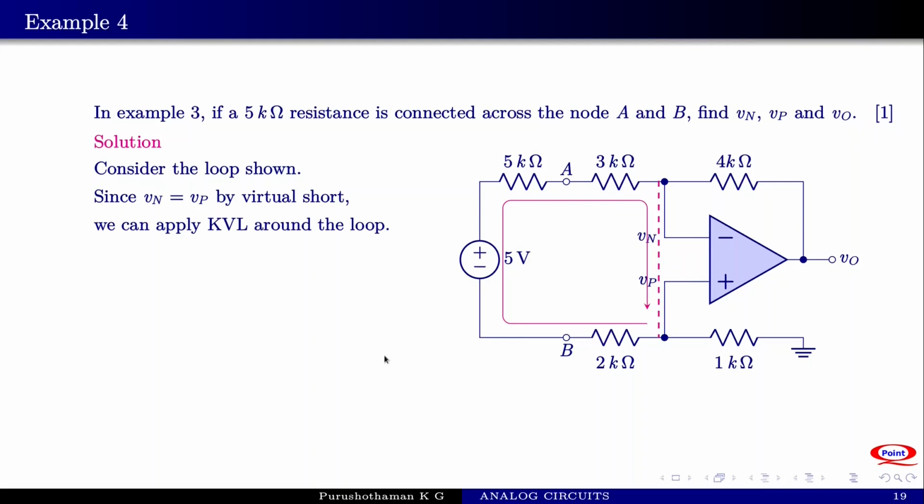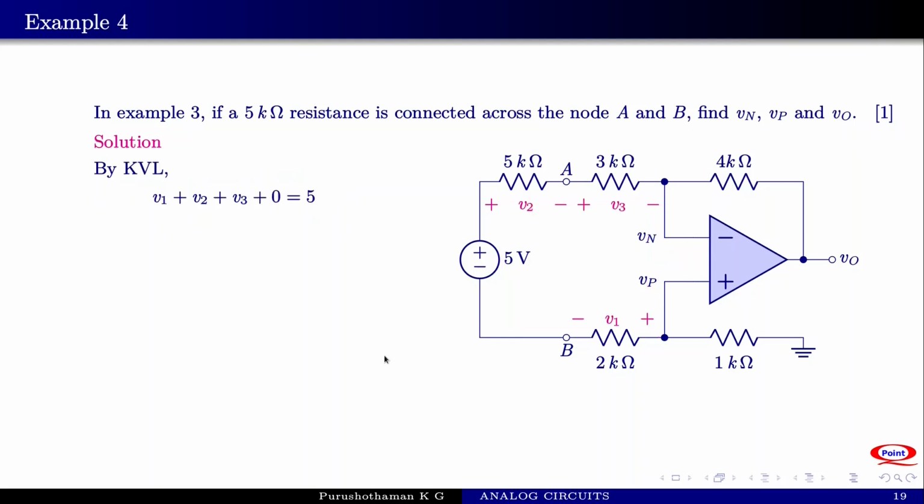But you can apply Kirchhoff's voltage law because there is a loop with respect to voltages. So applying KVL around that loop, we get V1 plus V2 plus V3 plus 0 equal to 5 volt. V1 is the voltage across a 2 kilo ohm resistance. V2 is the voltage across a 5 kilo ohm resistance. V3 is the voltage across 3 kilo ohm resistance.